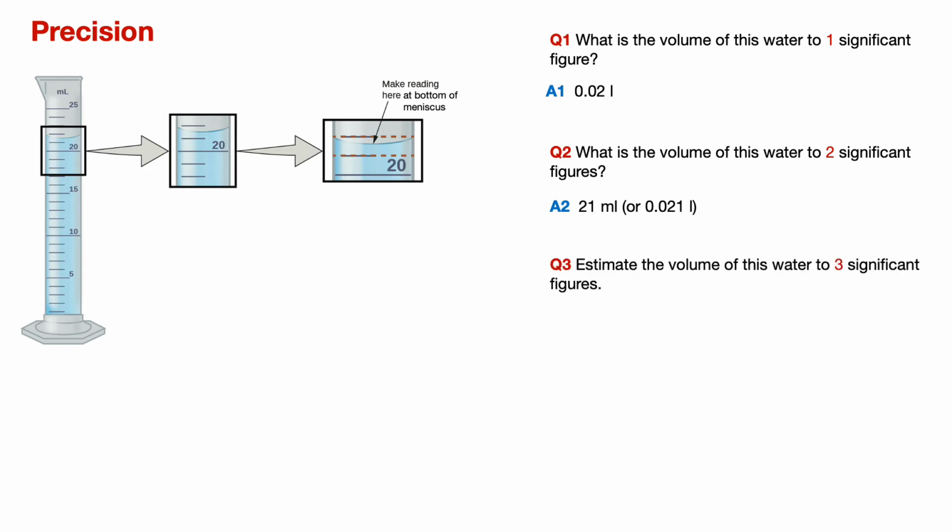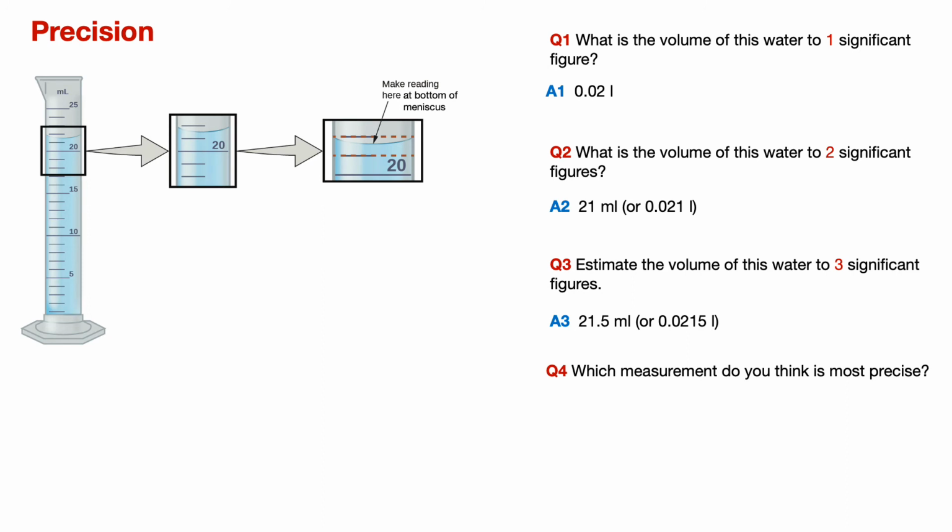And finally, estimate, and I emphasize estimate, the volume of this water to three significant figures. Pause and try that now. Well, probably the best you can do there is to note that the meniscus lies somewhere between 21 millilitres and 22. It looks like it's almost halfway between the two. So it looks like the best estimate there would be to say it's 21.5 millilitres. You could call that 0.0215 litres if you wish. So 21.5 is three significant figures.